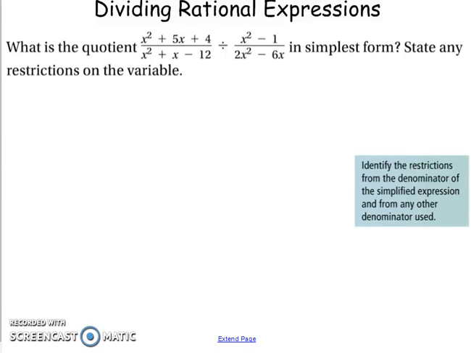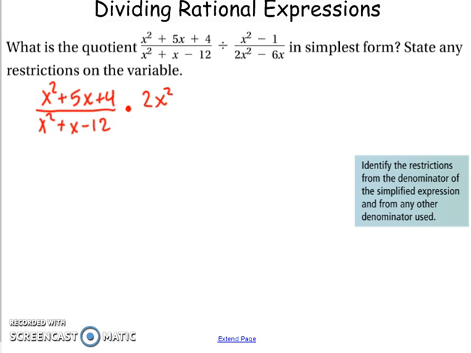When you're dividing rational expressions, it works the same way as multiplying rationals. When we are dividing by a fraction, it's the same thing as multiplying by the reciprocal. So we're going to just reset up the problem. We have x squared plus 5x plus 4 over x squared plus x minus 12. We're going to keep that. We're going to change the sign from division to multiplication, and then we're going to flip the second fraction.